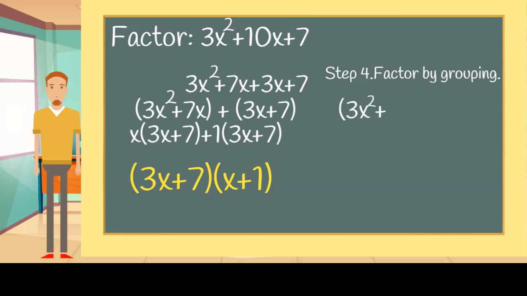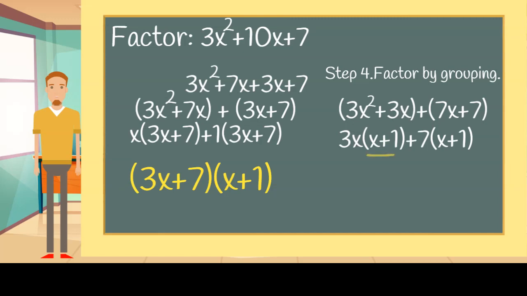If you group 3x squared plus 3x, and 7x plus 7, the GCF of the first group is 3x, and for the second group is 7. The common binomial factor is x plus 1. Factoring it out, will result to x plus 1, times 3x plus 7, which is the same with our previous answer. Remember, multiplication is commutative. Changing the order of the factors will not affect its product.